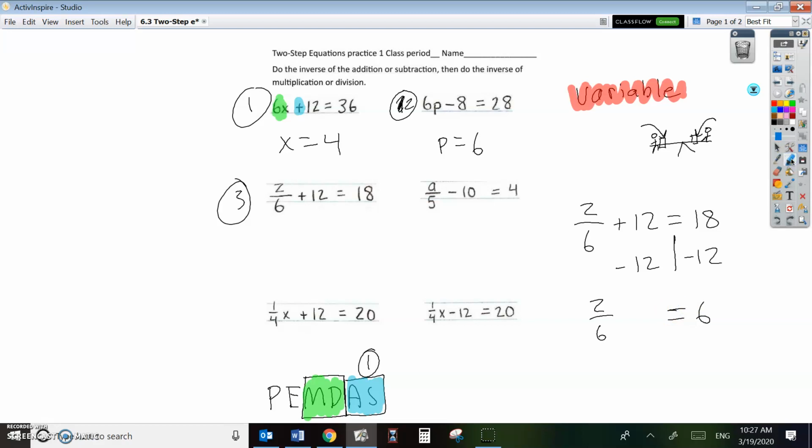This right here is division. So we need to do the inverse operation of division by multiplying by 6 on both sides. These cancel. Z equals 36. Now, check in the original equation. Let's put a 36 right there. 36 divided by 6 is 6. 6 plus 12 is 18. So for problem 3, z equals 36.